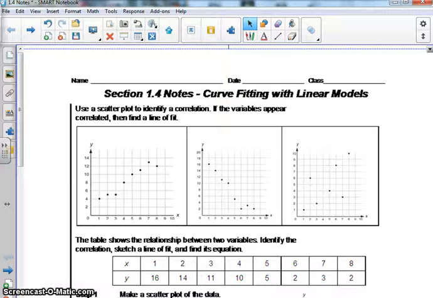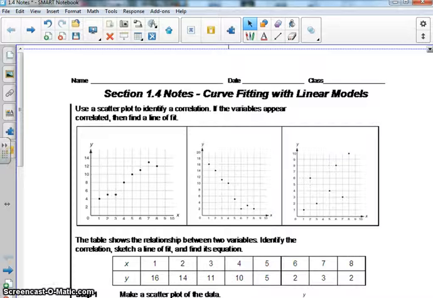Today we're going to start lesson 1.4. That begins on page 32, so I'm going to give you just a second to open up your books and make sure that you're on the right page. So page 32, 1.4. Once you're there, let's just get where it says scatter plot.